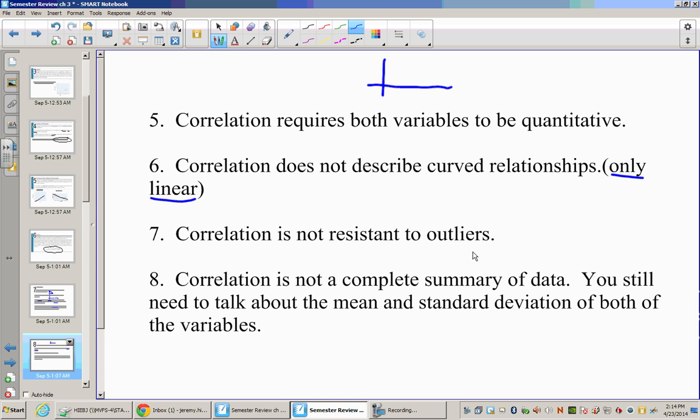Also, correlation is not resistant to outliers. So if you have your data set looking like this, and we have one outlier, that'll change your r value quite a bit. Finally, correlation is not a complete summary of the data. You've got to look at more than just correlation if you're looking at a scatter plot.